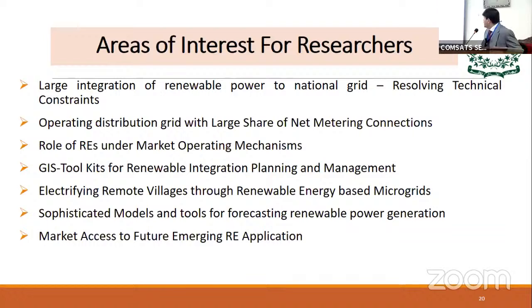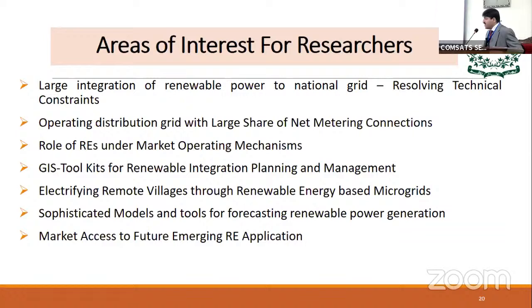Likewise, large integration of renewable power is necessary, resolving technical constraints. This is an area on how to tackle the technical constraints with a 30% share of wind and solar. As you know, these are variable resources. What steps should we take to ensure sustainability? Operating a distributed grid with a large share of net metering connections. At the moment, the share of net metering connections is below 1%, but as the growth is going on, we expect that this will shortly be 5% or more. How will the distribution companies make a business out of it, and will they remain sustainable or not? Students can help us in these areas.